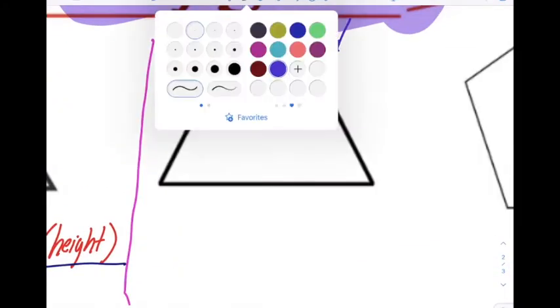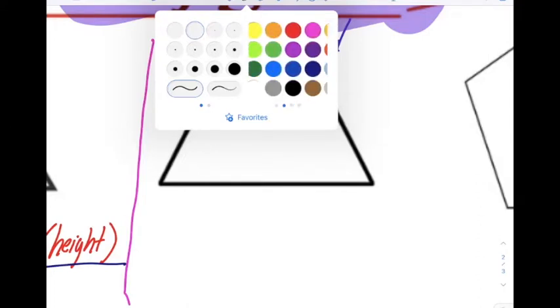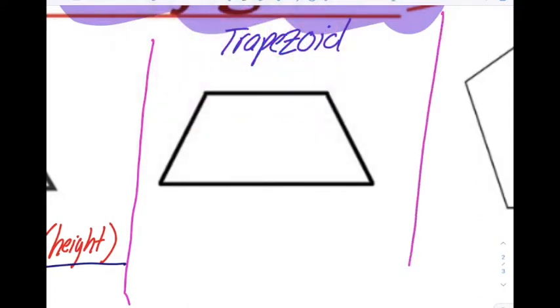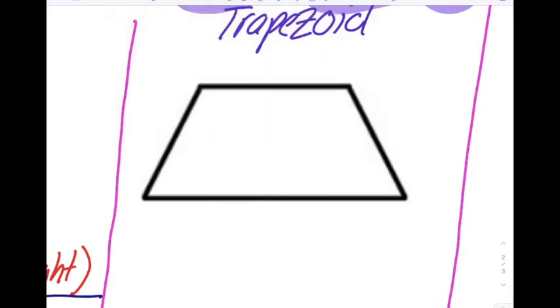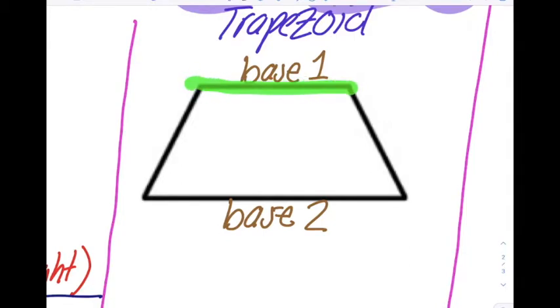This is a trapezoid. In the trapezoid, we know that we have 2 bases. We know we have 2 bases for this trapezoid. I'll use brown here. We have this base on top, which we call base 1. And we have this base on the bottom, which we call base 2. So the top is base 1, and the bottom is base 2.